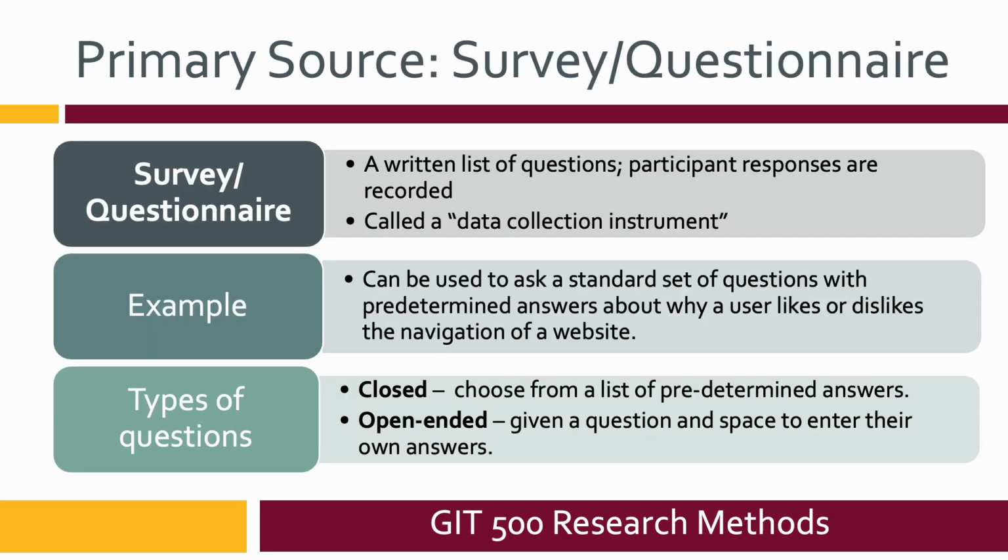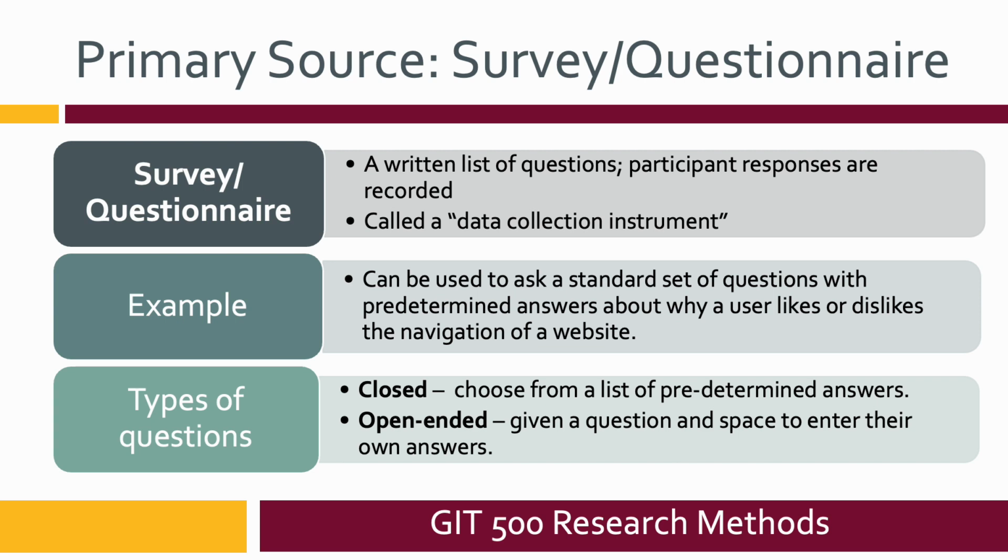Another primary source, and this is what we commonly use in this class, is the survey, or some people call it a questionnaire. I'm going to be calling it a survey from here on out. It's just a written list of questions or items, and then the participant records their responses on the survey. It's called a data collection instrument, and actually any list of questions at all, whether it's an interview or an observation, is called an instrument as well. But we're going to be focusing on the survey as a data collection instrument.